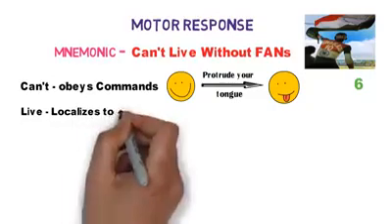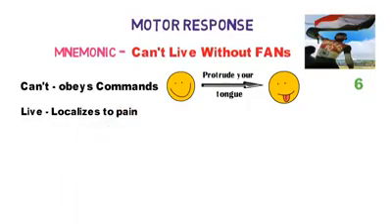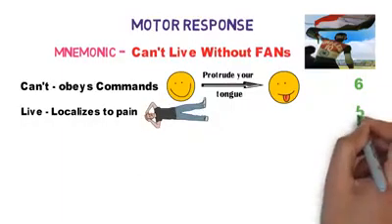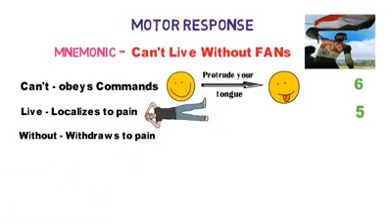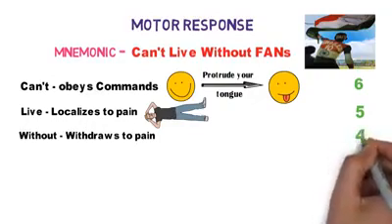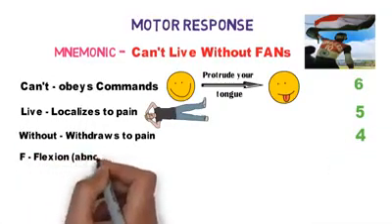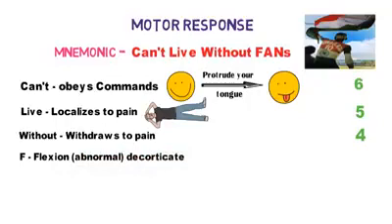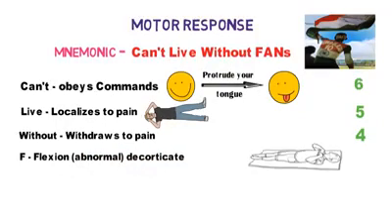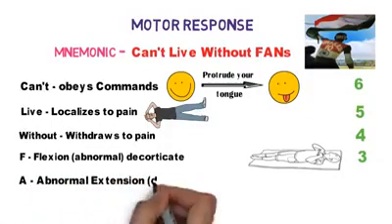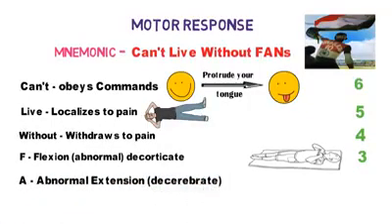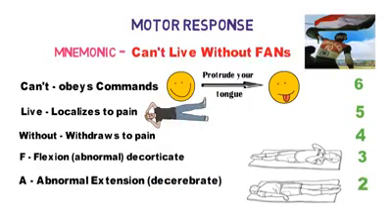L in live stands for localizes to pain. If on giving pain, he or she correctly localizes pain or tries to remove that painful stimulus, then motor response is 5. W in without stands for withdraws to pain. Then motor score is 4. F stands for abnormal flexion, which is also referred as decorticate posturing, as you can see in this picture. A stands for abnormal extension, also referred as decerebrate posturing, as shown.